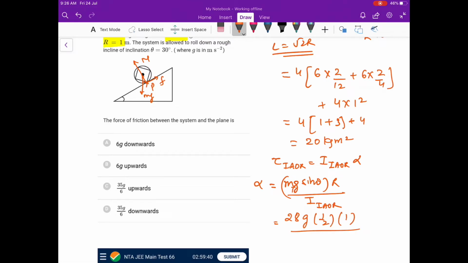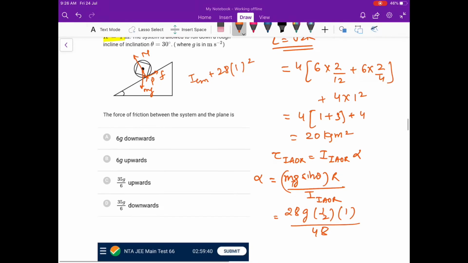So I about IAOR would be I about CM plus total mass, which is 28 into r square, which is 1 square. So that is 20 plus 28, that is 48. So this is 14g by 48, or I can write it as 7g by 24. Okay, so this is what we are getting. This is alpha. Now if I do about CM, only friction produces torque, so F into r should be equal to ICM into alpha.